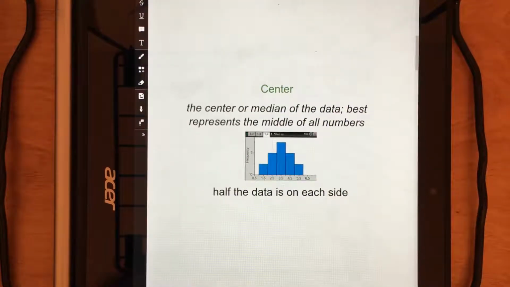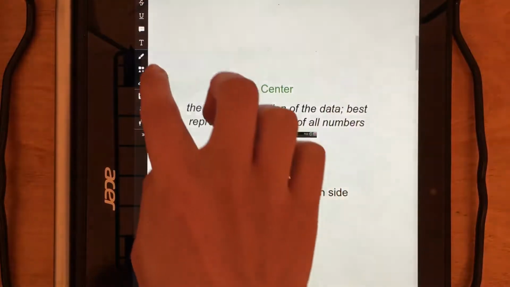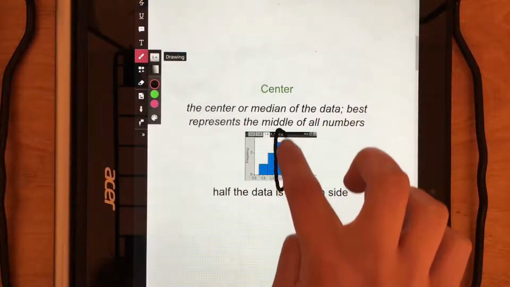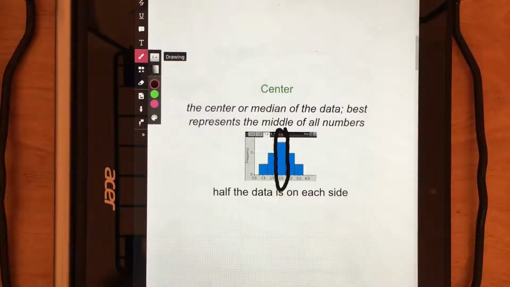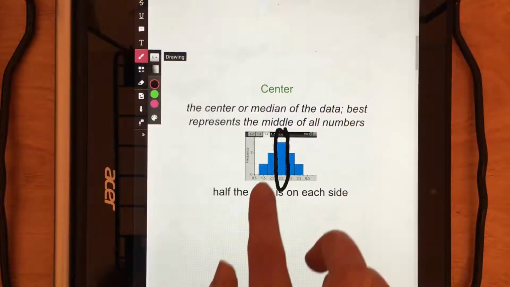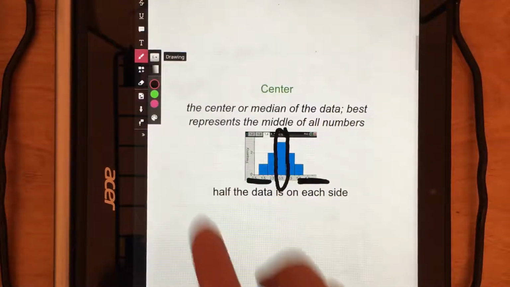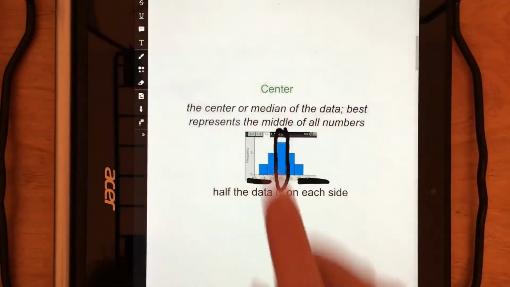The center is the center or the median of the data, and it best represents the middle of all of the numbers. So in this example, we have the middle, or the center, right here, at that highest bar, and you can see half of the data is on each side. It's definitely equally spaced out. So that most likely represents the center of all of the numbers.